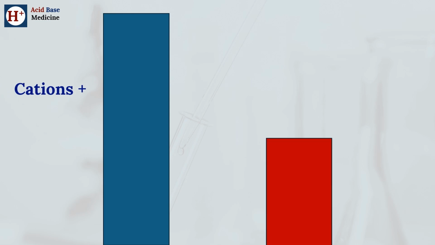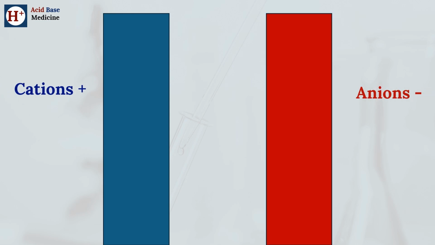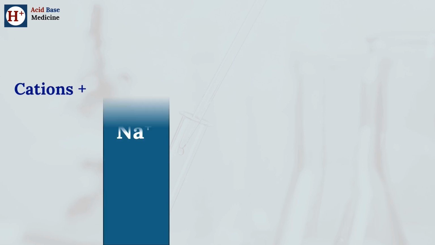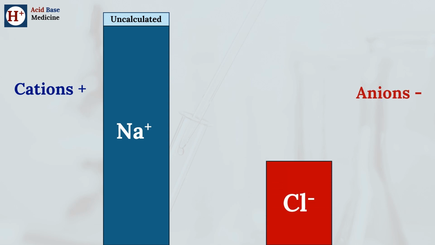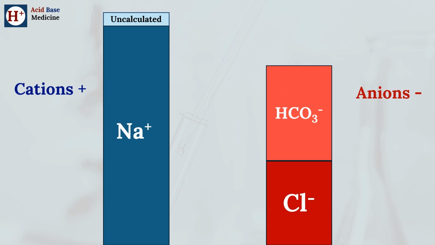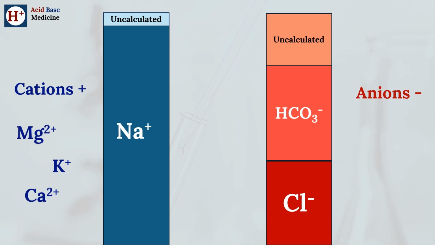The human body maintains electrical neutrality. Every positive charge, cation, has a corresponding negative charge, anion. There are cations that we calculate, namely sodium, and uncalculated cations. Similarly, there are anions that we calculate, namely chloride, bicarbonate, and uncalculated anions. Potassium, calcium, and magnesium are not included in the anion gap calculation.